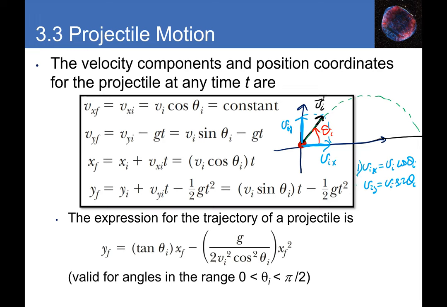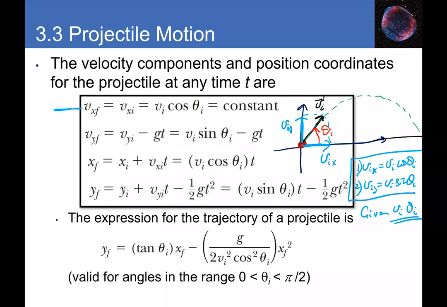Now think of it like this: those two equations should always be the first thing you do if you have projectile motion with some initial velocity and launch angle given to you. That means, assuming we are given V initial and theta initial, we can do that. Right, because that's what I have.